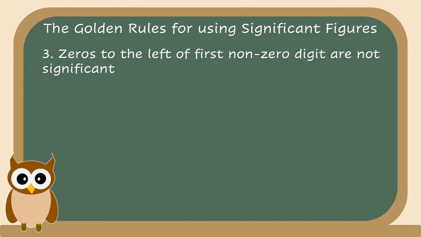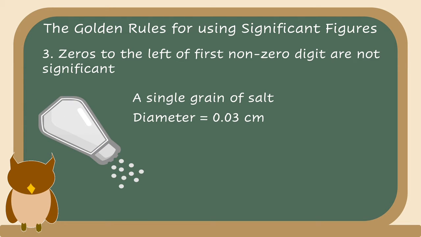Rule number 3. Zeros to the left of the first non-zero digit are not significant. For example, a single grain of salt has a diameter of 0.03 centimeters. In this example, the first two zeros do not count as significant figures, only the final digit.